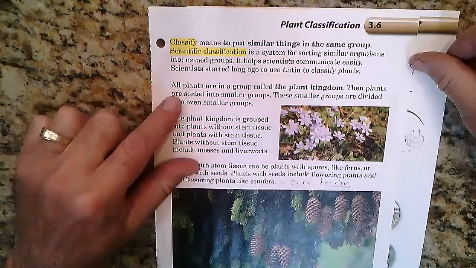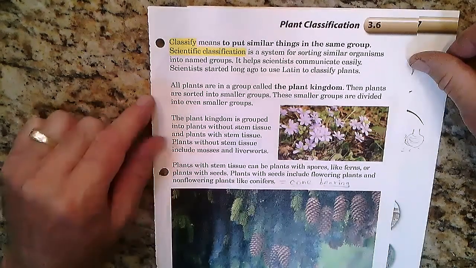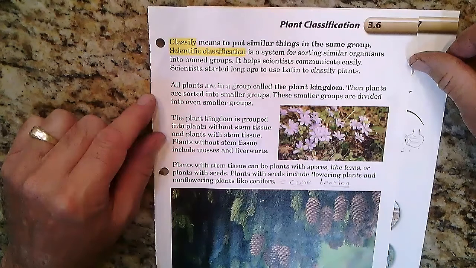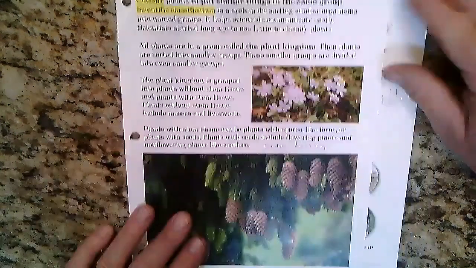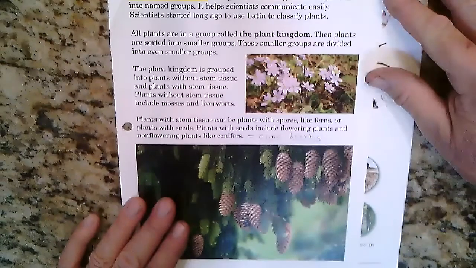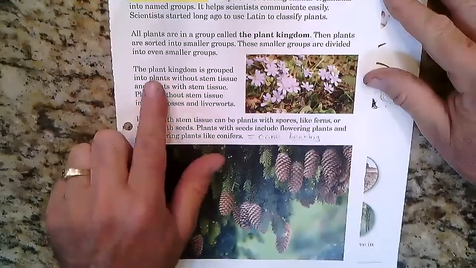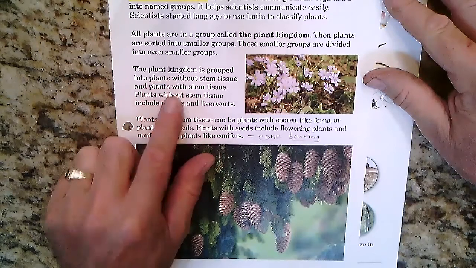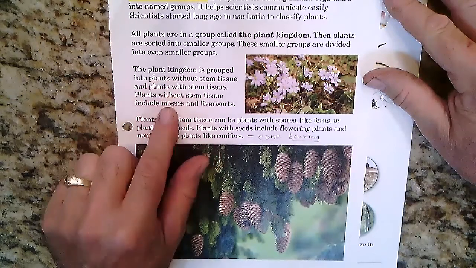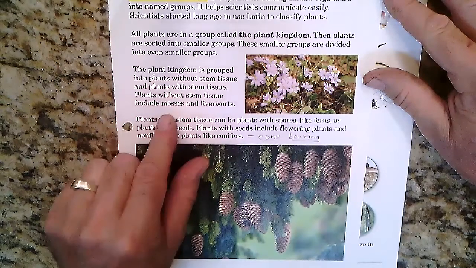It says all plants are in a group called the plant kingdom. Then plants are sorted into smaller groups, and these smaller groups are divided into even smaller groups. And it's talking about how there's just names for all these different things. And here's a key fact. It says the plant kingdom is grouped into plants without stem tissue and plants with stem tissue. Plants without stem tissue include mosses and liverworts.